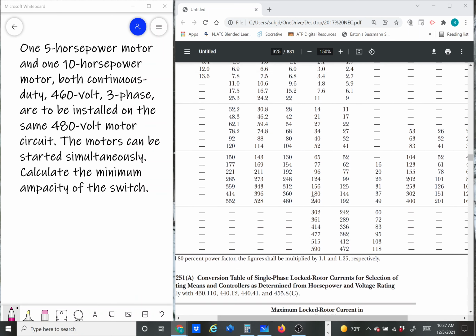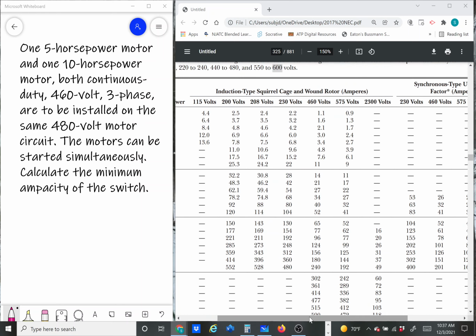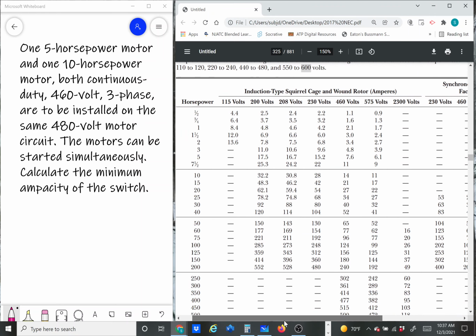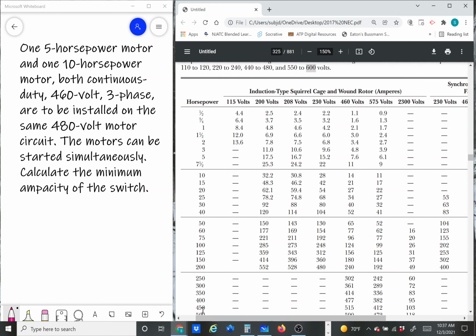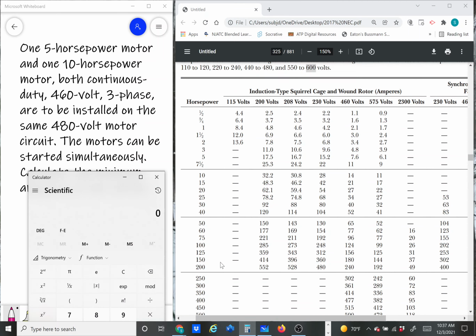So when I come up here to my three-phase table, 430.250, I find that 5 horsepower at 460 volts is 7.6 amps. And I need to add the 10 horsepower motor at 460, which is 14 amps. When I do that, I get a total of 21.6 amps.